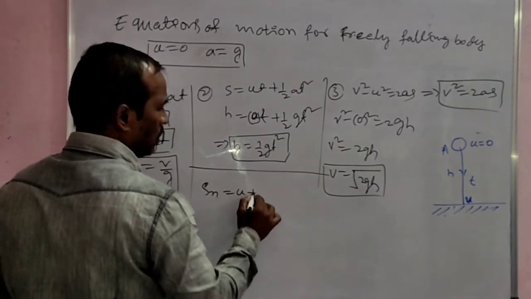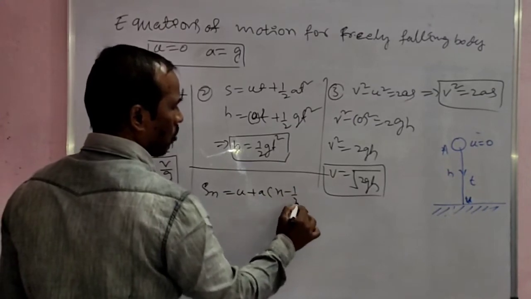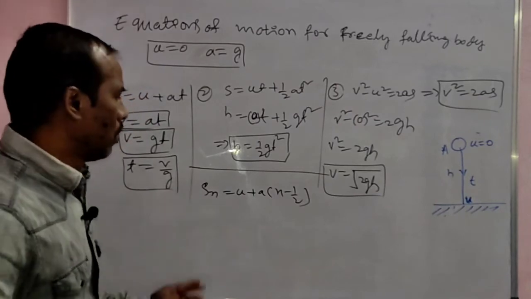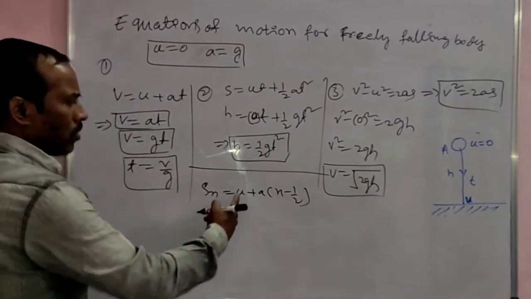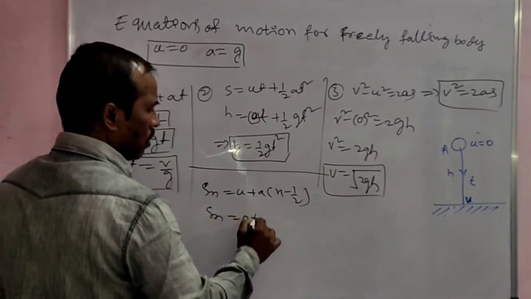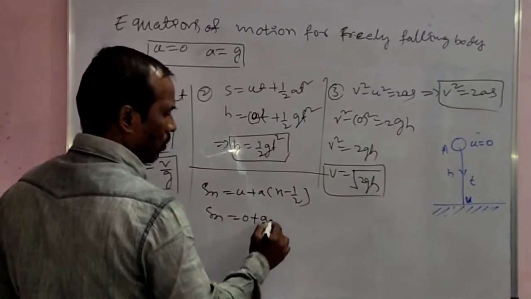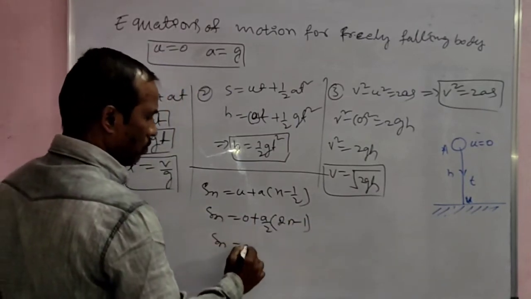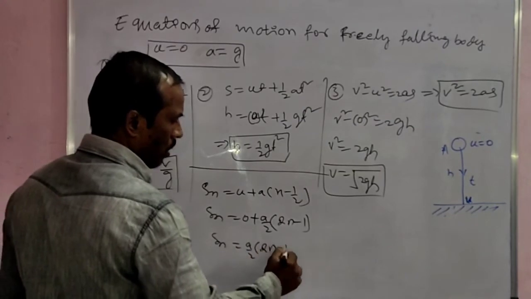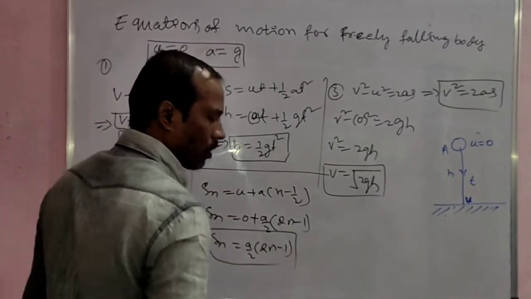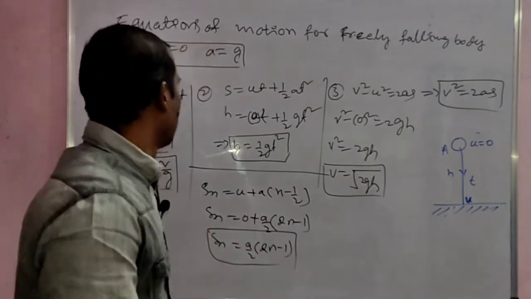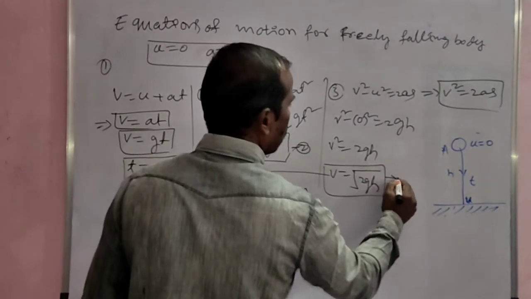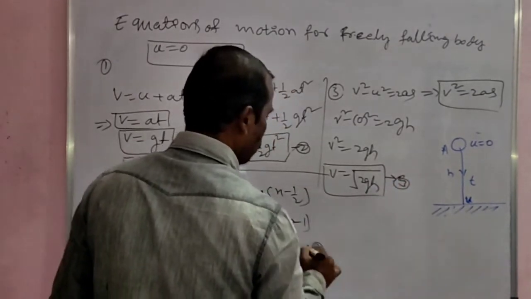Next, the fourth one: Sn is equal to u plus a by 2 into 2n minus 1. Here u is equal to 0, so Sn is simply a by 2 into 2n minus 1. So these are the kinematic equations of motion for a freely falling body: the first equation, the second one, the third one, and the fourth one.